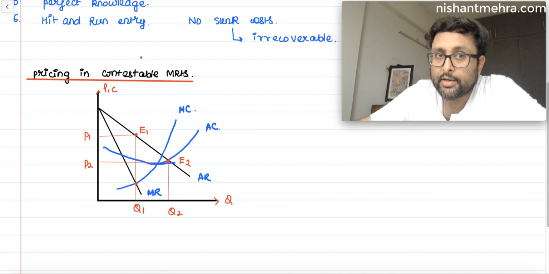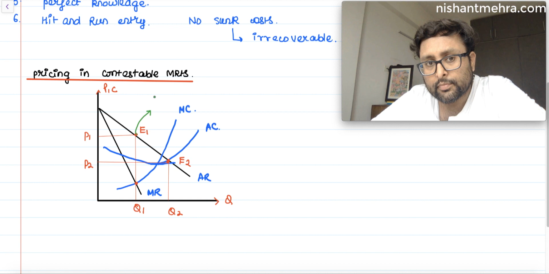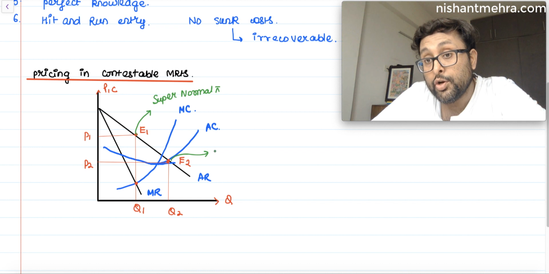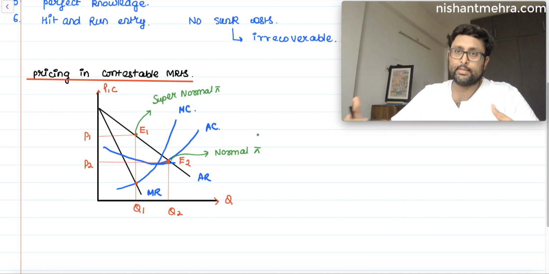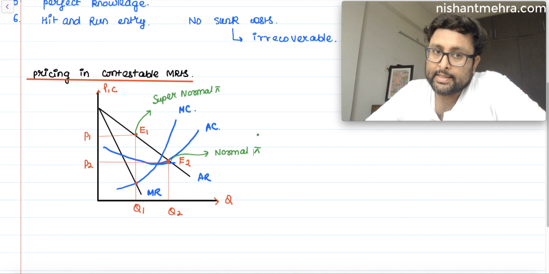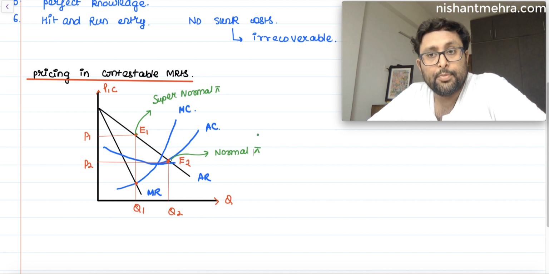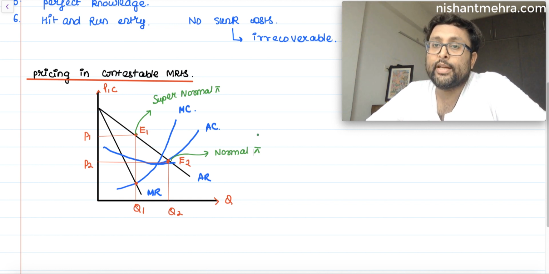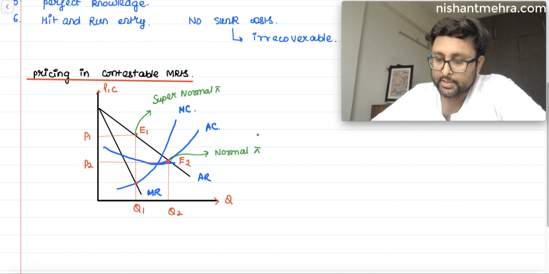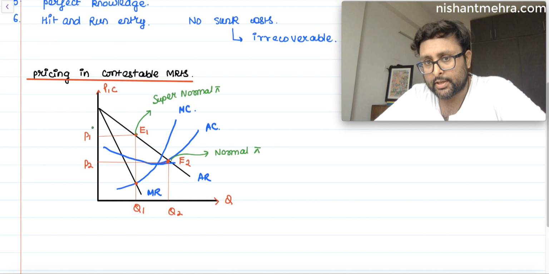So if you look at this particular point E1, at this point you're making supernormal profits, while at this point you are making normal profits. So what is the monopolist doing? Because he's seen that entry is going to occur, he will start reducing the price, till the point where it is just touching the lowest point of the AC curve. If there are unlimited profits, then of course it will attract entrants, and your supernormal profits will eventually get converted only into normal profits, right? So this is the way you do the pricing here.